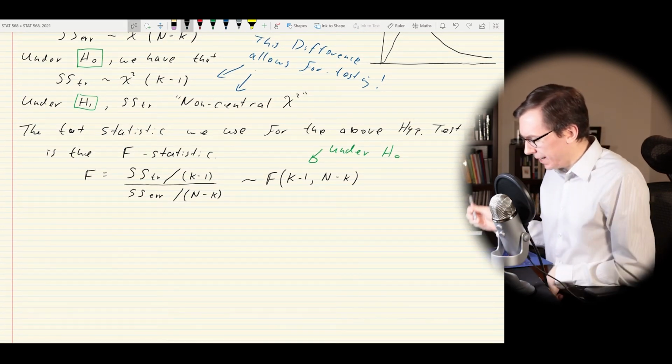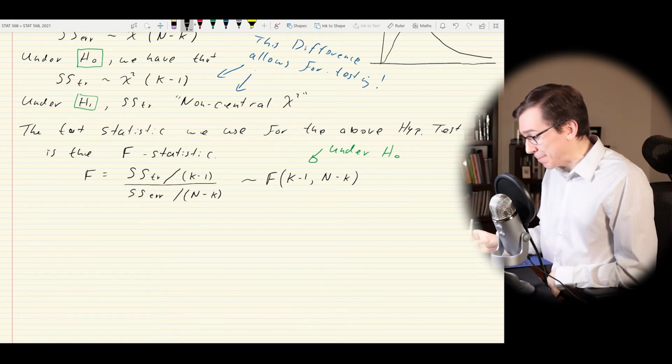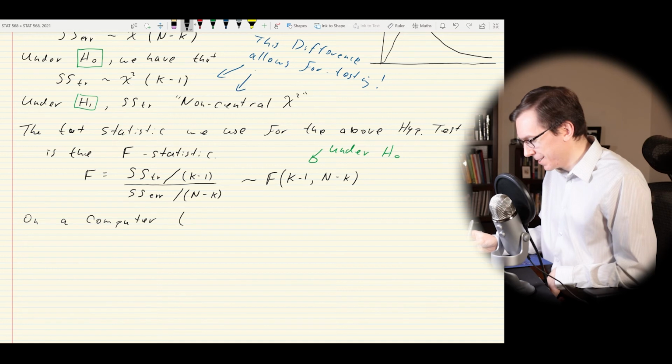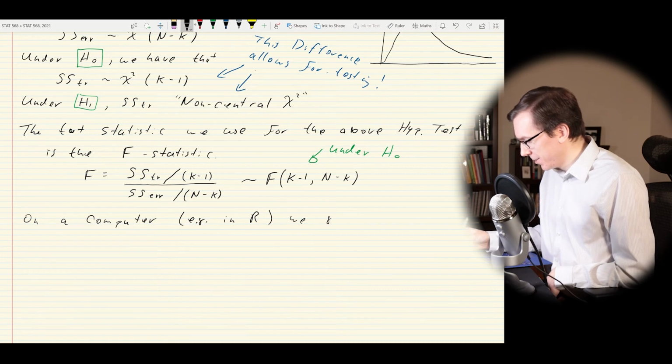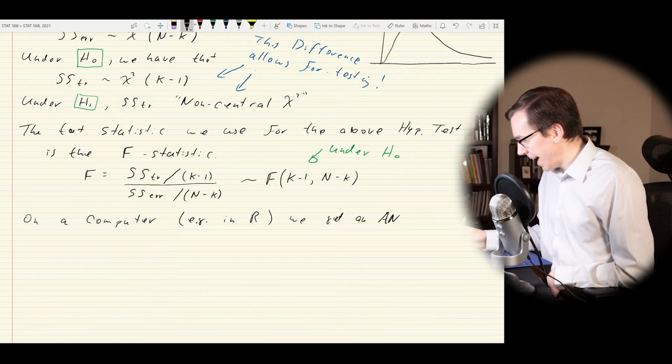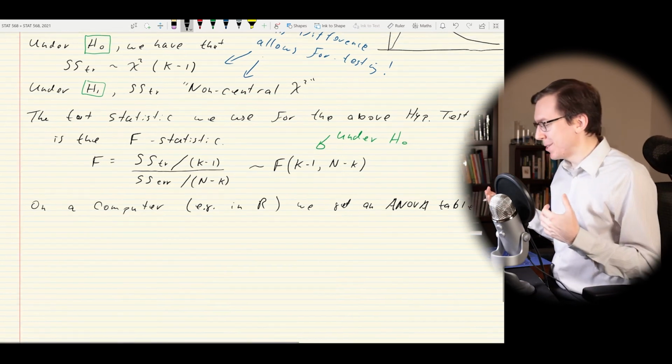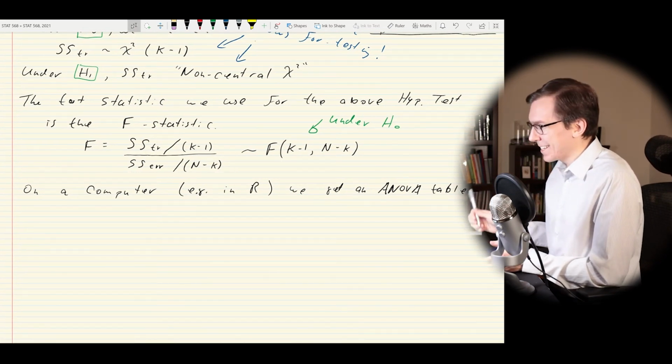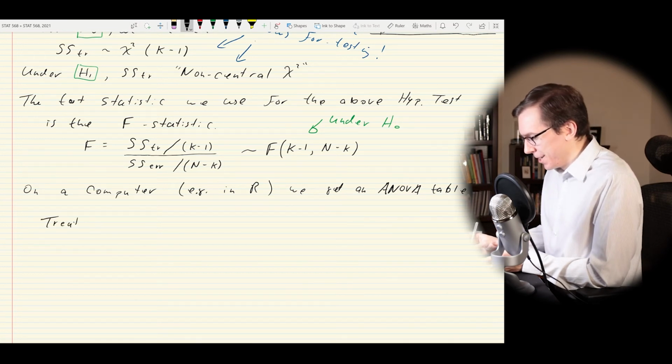So in R, or any stats package that you like, we'll say on a computer, e.g. in R, we get an ANOVA table. And looking at ANOVA tables is basically like 70% of what we're going to be doing in this course. In this case, what we'll have is two rows. We'll have a row for our treatment, and we'll have a row for our residuals.